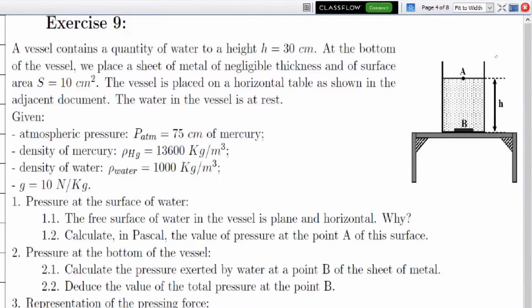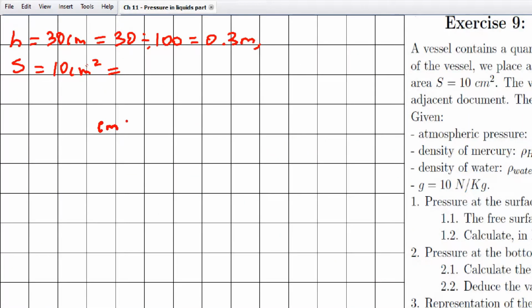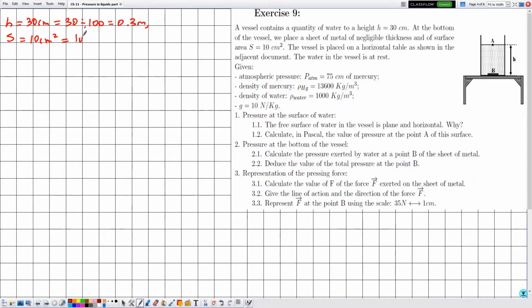Okay. So at the bottom of the vessel, we place a sheet of metal of negligible thickness and of surface area S equal to 10 centimeters square. So the surface area denoted by S is equal to 10 centimeters squared. Knowing that centimeter square is not the SI unit of area, in order to convert from centimeter squares to meter square, we simply multiply by 10 to the power minus 4. Then 10 multiplied by 10 to the power minus 4, so this surface area is given by 1 times 10 to the power minus 3 meter square.